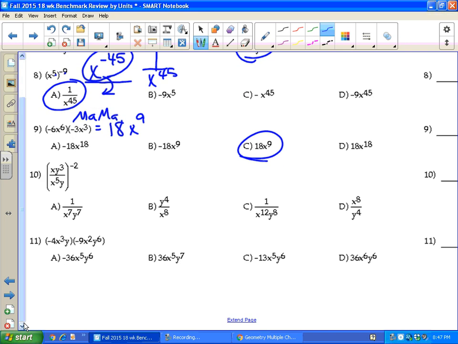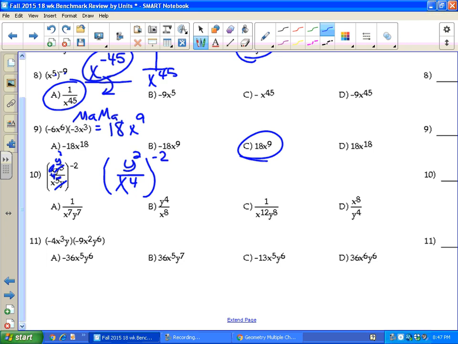All right, here we go. Number 10, got a couple things. I'm going to work inside first. 1 x on top would cancel all but 4 on the bottom. So I'm going to end up with x to the 4th on the bottom. 1 y on the bottom will cancel one of those on top and leave me with y to the 2nd on top. I still haven't done anything to my negative 2 exponent.